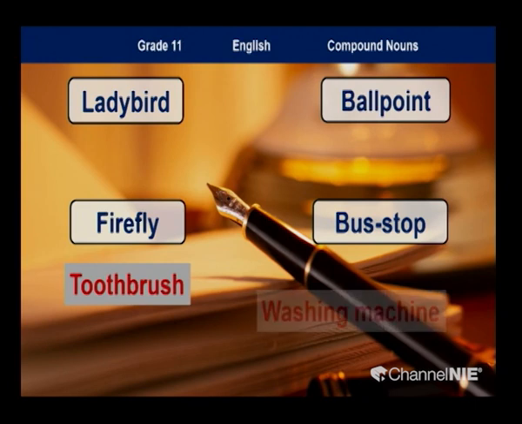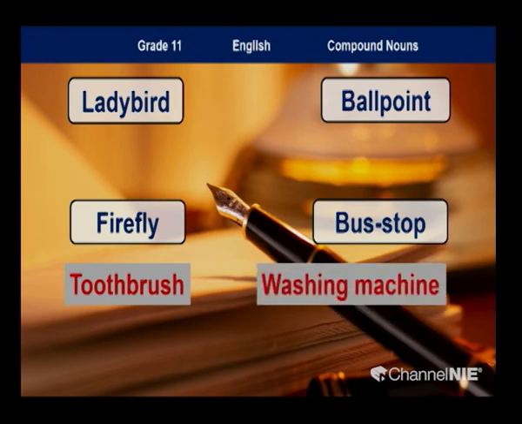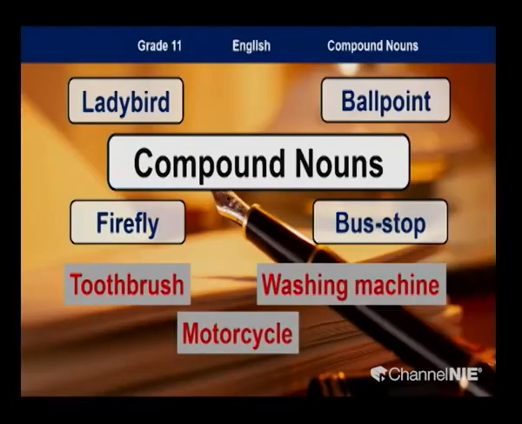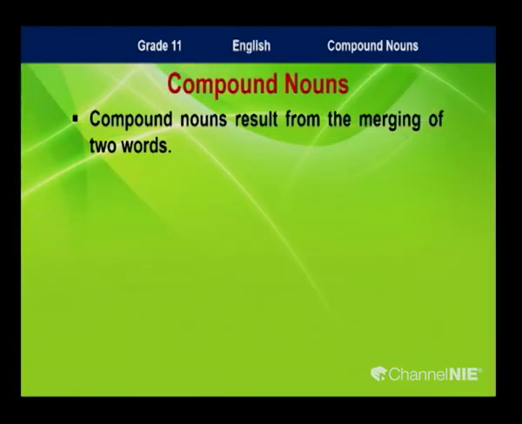Toothbrush, washing machine, motorcycle. Can you give me a name for these words? Of course, sir. They are compound nouns. Thank you very much. Children, our today's lesson is about compound nouns and how they can be used in our sentences. Compound nouns result from merging two words together.